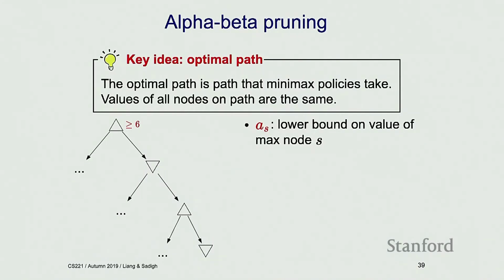All right, so how do we actually do this? The way we do this is we're going to keep a lower bound on max nodes. I'm going to call that alpha. Let me put this up here.